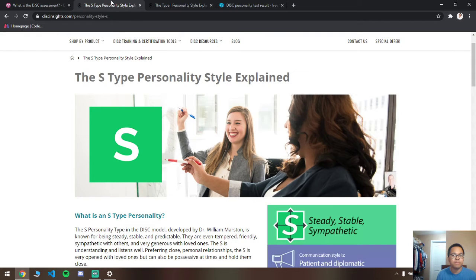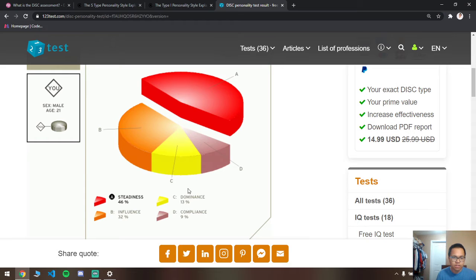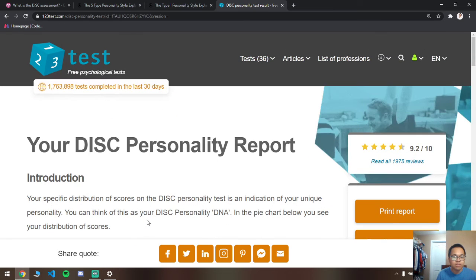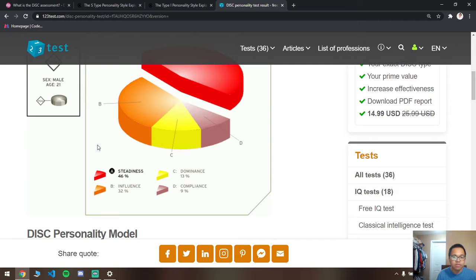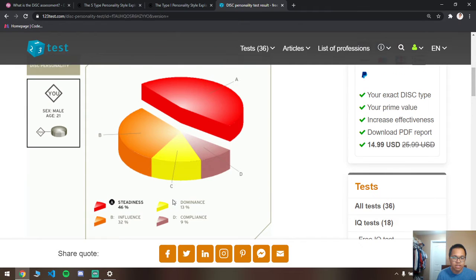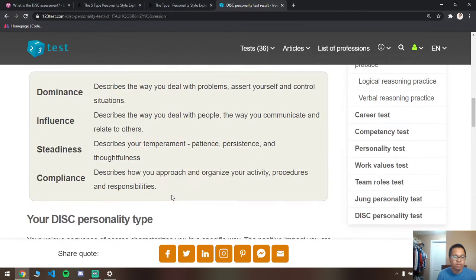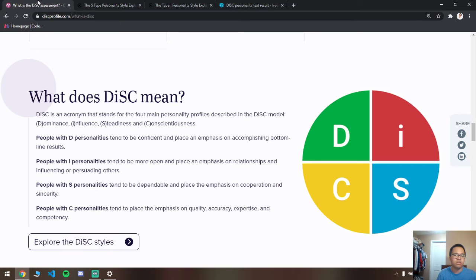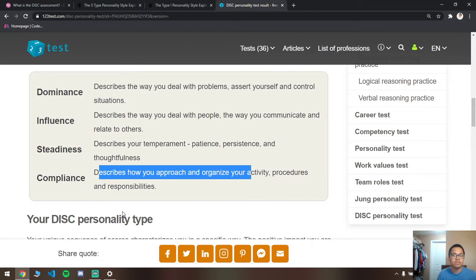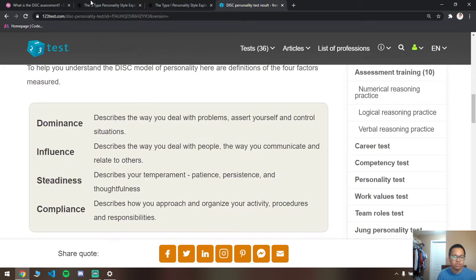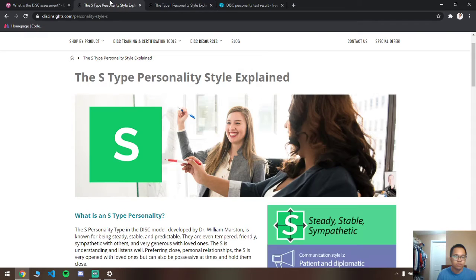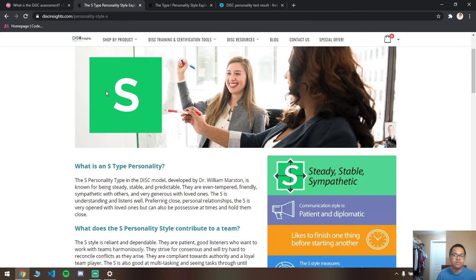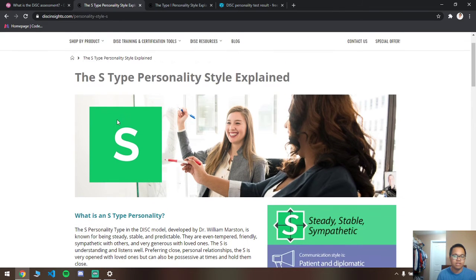All right, so it's weird because I took this 1, 2, 3 test, and it's called compliance. I don't know if that's the same. So it says: describe how you approach and organize your activity, procedures, and responsibilities. Okay, so what they're saying is almost the same as conscientiousness. But okay, I'm just gonna focus on my two main traits here. So this is my strongest one, the S type, steadiness.